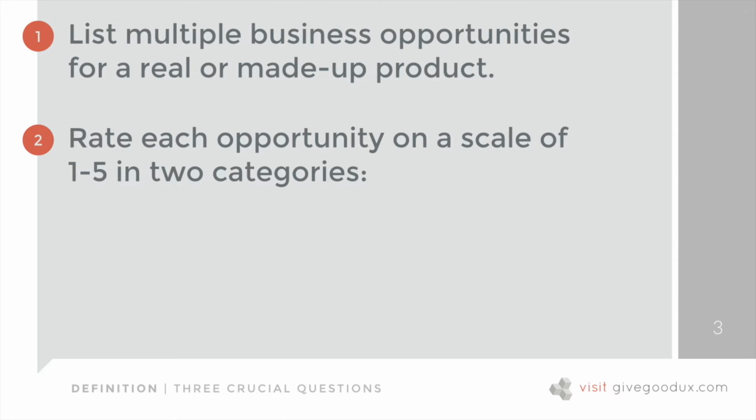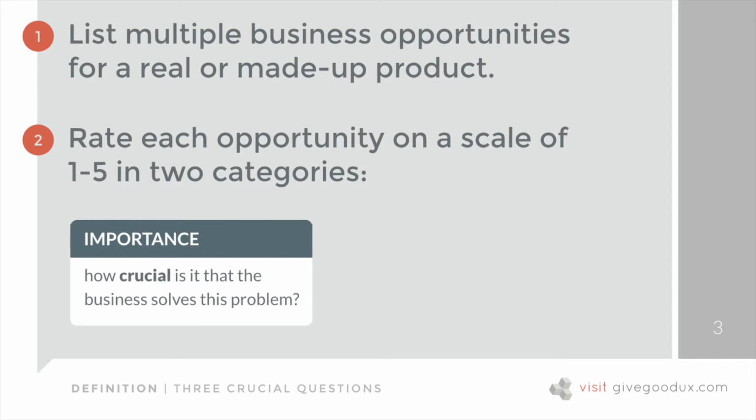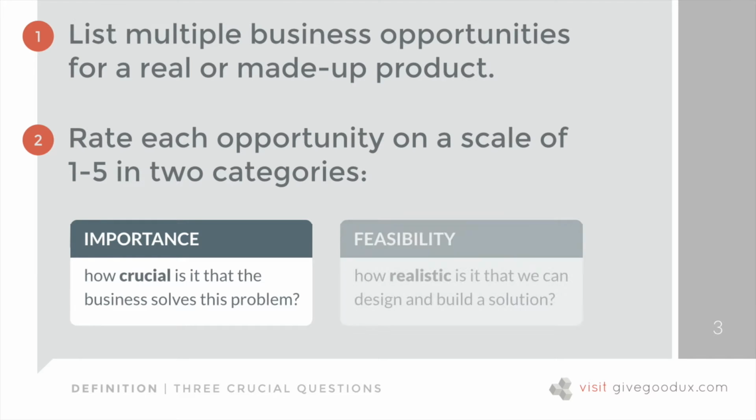First category, of course, is importance. How crucial is it that the business solves this problem? And the second category is feasibility. How realistic is it that we can actually design and build this solution that we're proposing or that solves this problem?